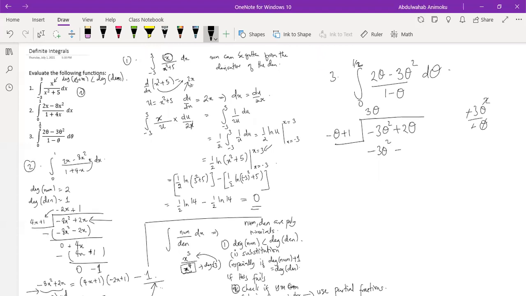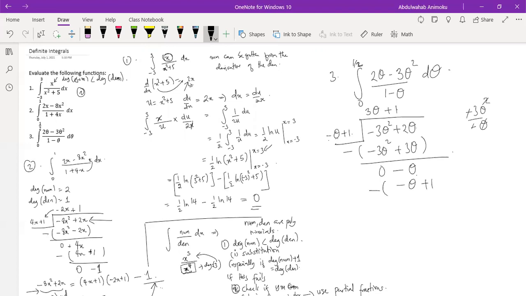3 theta times 1, that is plus 3 theta. Then we subtract. Now the first terms would go away, they will be 0. Then 2 theta minus 3 theta, that's minus theta, right? Okay, again, minus theta goes into minus theta, that will be plus 1. So 1 times minus theta, that will be minus theta. Then 1 times 1, that will be plus 1.